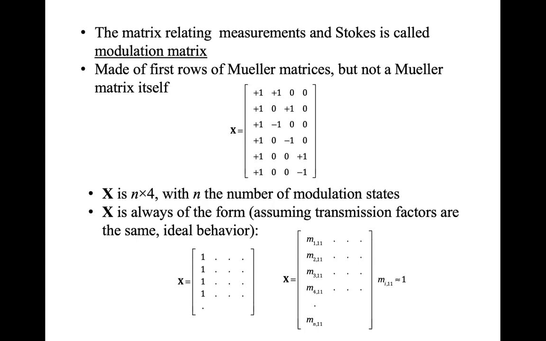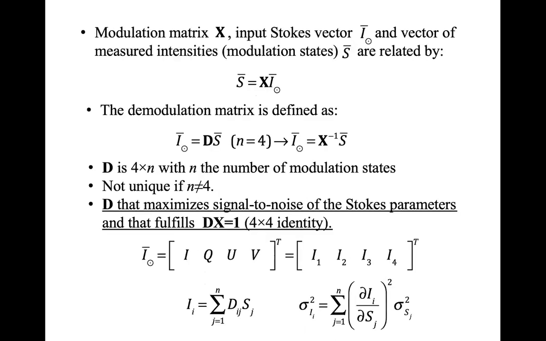The measurements is what you have. You want the Stokes parameters. So you need the inverse. And the inverse is called the demodulation matrix, because the other one is the modulation, so this one is demodulation.